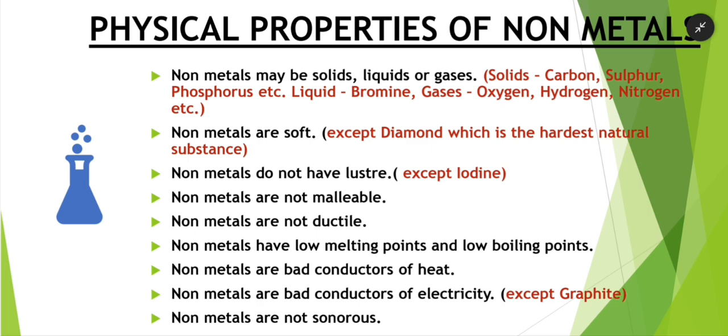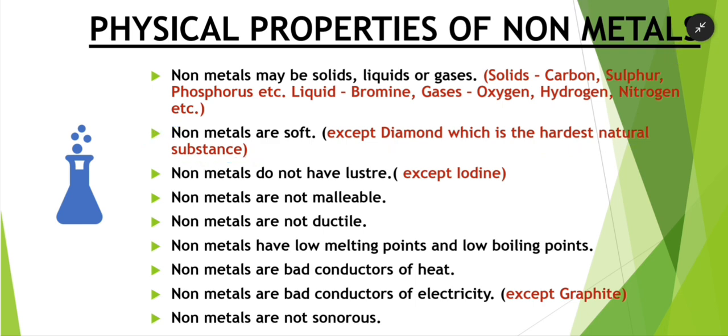The next property of the non-metals is that they are soft. The exception to this is diamond. Diamond is the hardest natural substance that exists on the earth's surface.